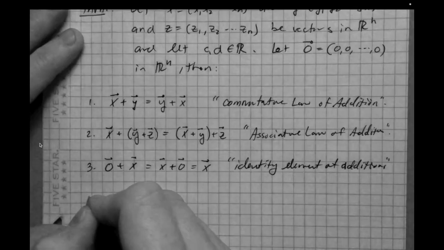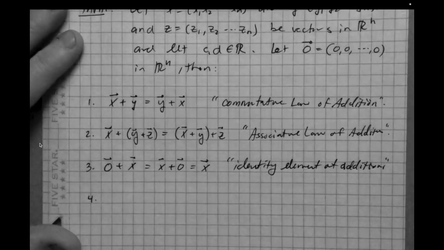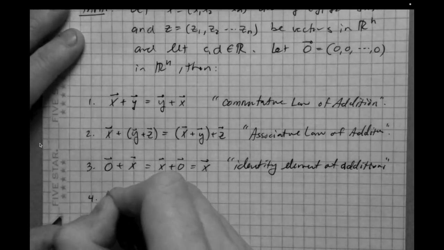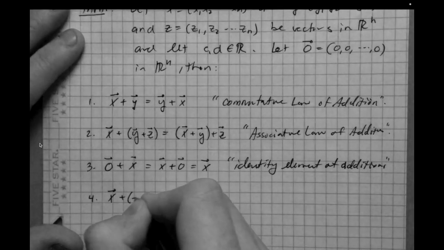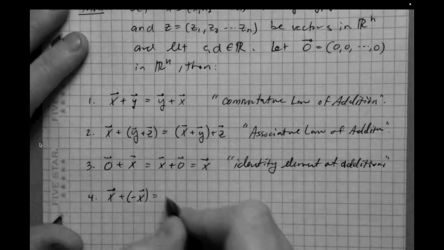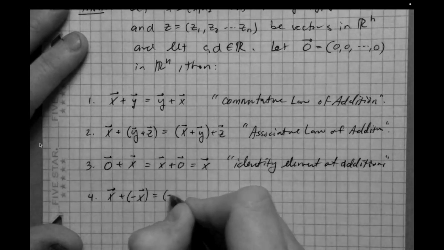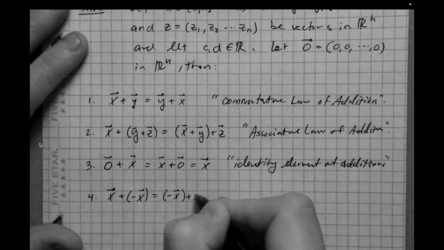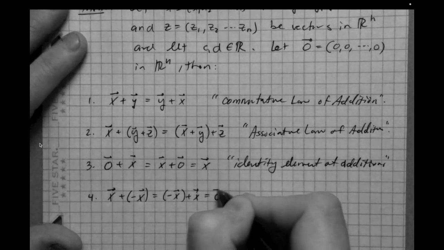Okay, kind of similar in idea is the inverse element. And so x plus negative x is equal to basically negative x plus x. And what do you get? You get the 0 vector.